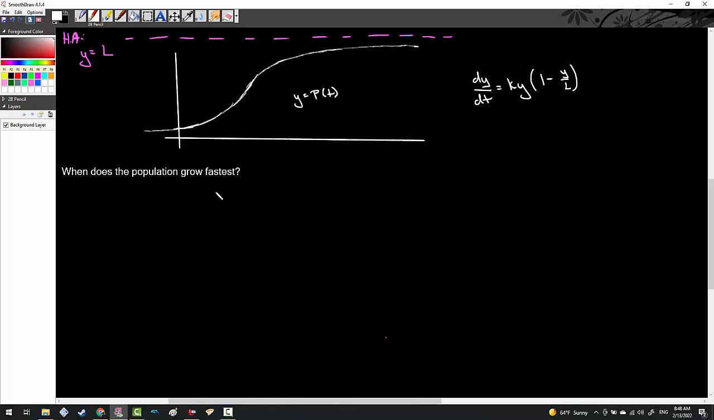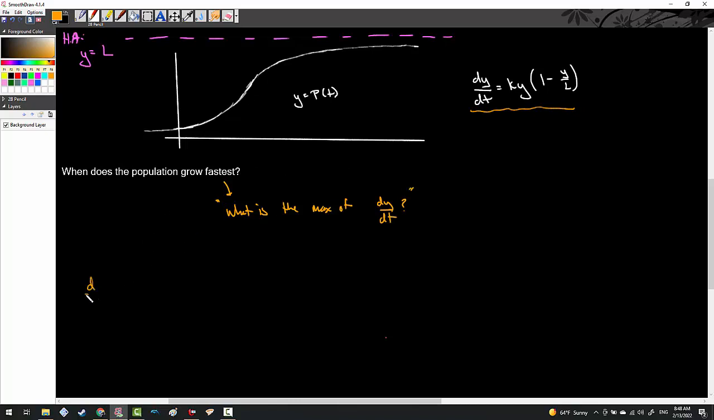And so if I want to find out when does the population grow fastest, what I'm essentially asking is, what is the max of dy over dt? Right? Essentially, that is the question that I'm asking. So if I want to find out the max of dy dt, I better take the derivative of dy dt. Hopefully that makes sense. I'm going to go ahead and do that.